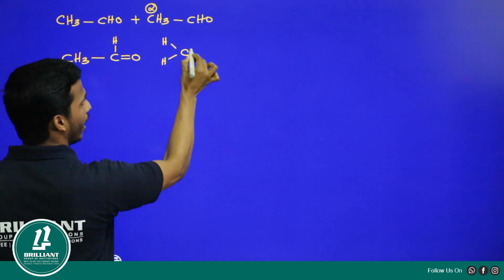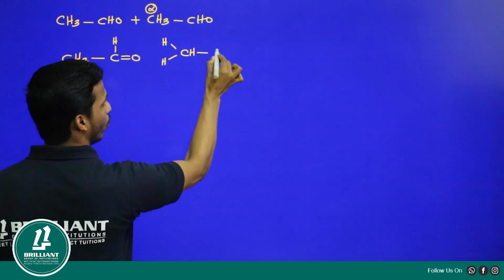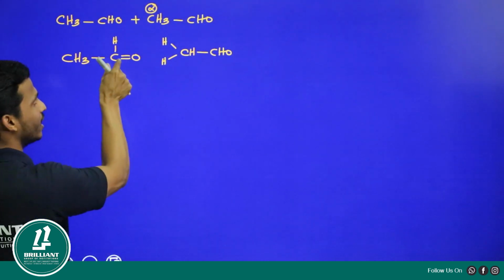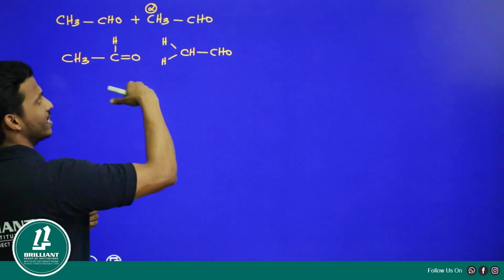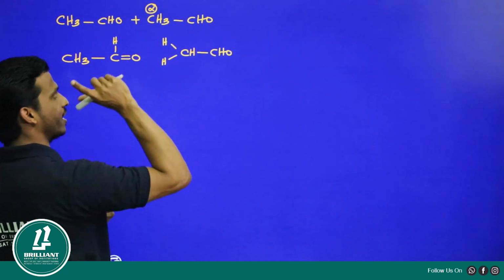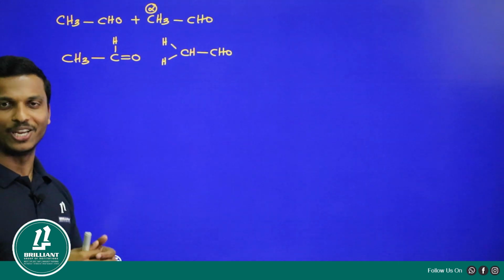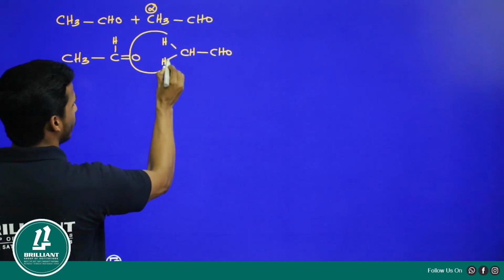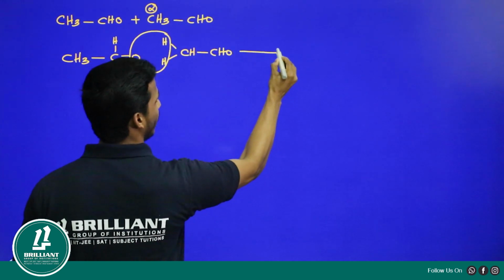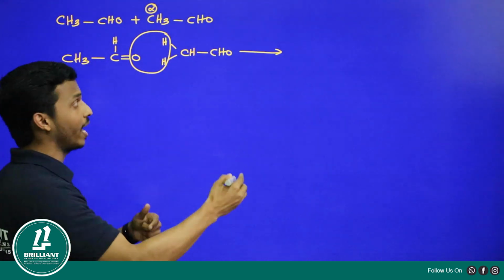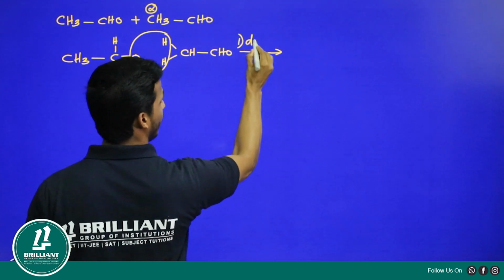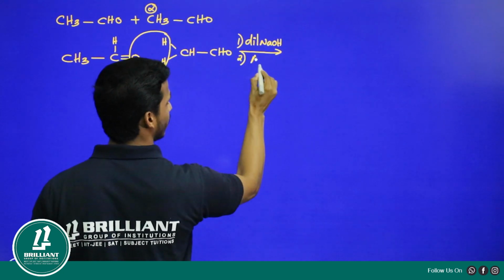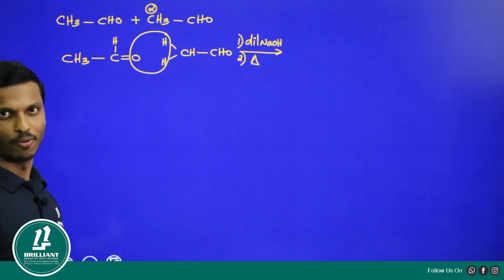CH2, okay, and one more hydrogen is there along with CHO. So the first compound you make the oxygen in the linear pattern, and the second compound you take the 2 alpha hydrogen like this. Why do we draw like that? In order to eliminate water. You can eliminate this water molecule and what you will get is the final stage. First you are treating with what? Dilute NaOH. Second, you are heating the compound.